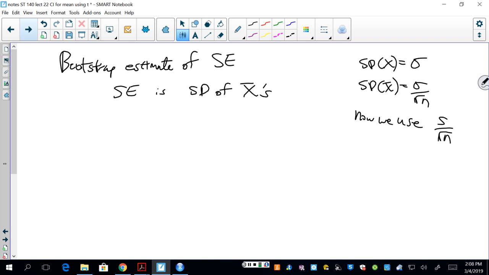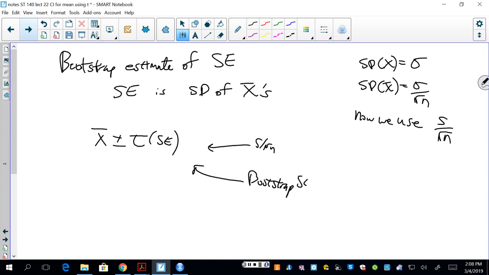We're still going to do x bar plus or minus a t value times standard error, but instead of using s over square root of n, we're now looking at the bootstrap version of standard error to get a different way of estimating it. And it works just perfectly fine. It will probably be a very standard thing to do. As you get into more complicated problems, the bootstrap has additional benefit.